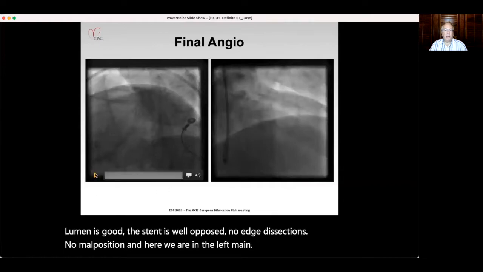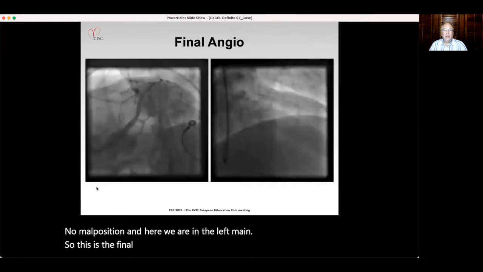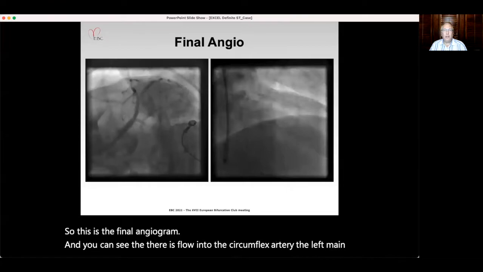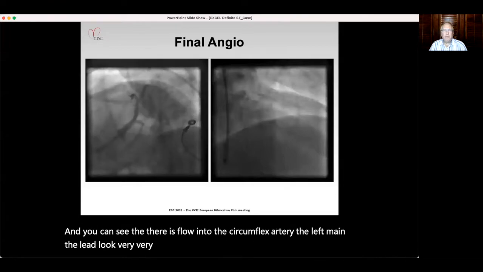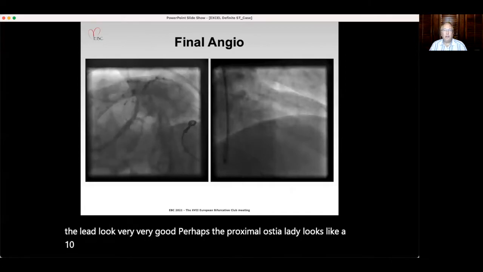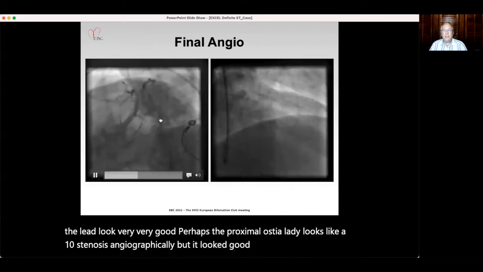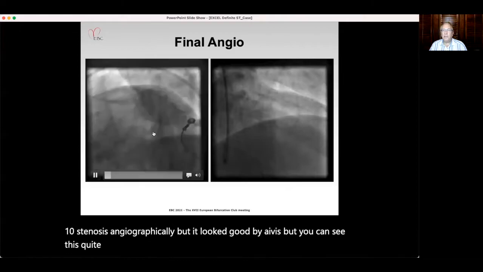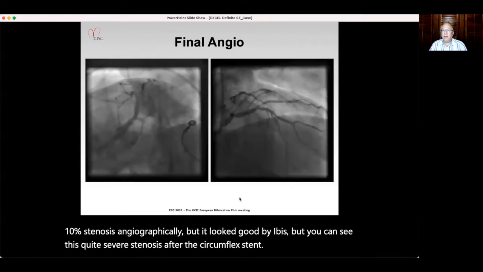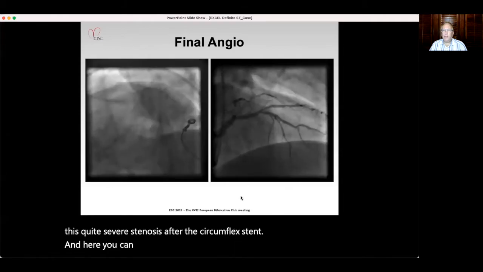So this is the final angiogram. And you can see there is flow into the circumflex artery. The left main and the LAD look very, very good. Perhaps the proximal ostial LAD looks like a 10% stenosis angiographically, but it looked good by IVUS. But you can see this quite severe stenosis after the circumflex stent. And here you can see mainly the LAD on the right-hand image.